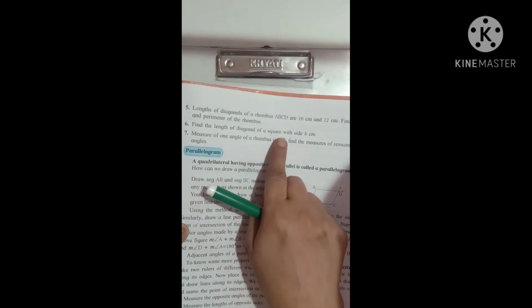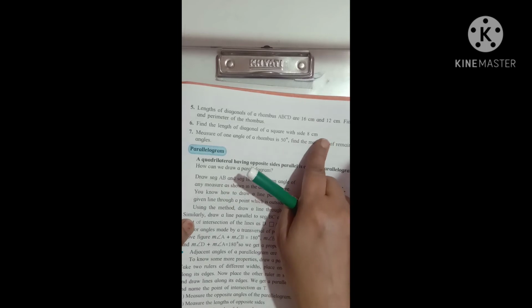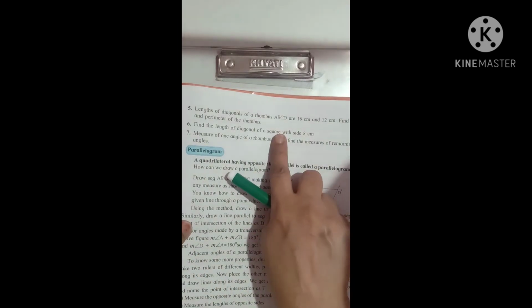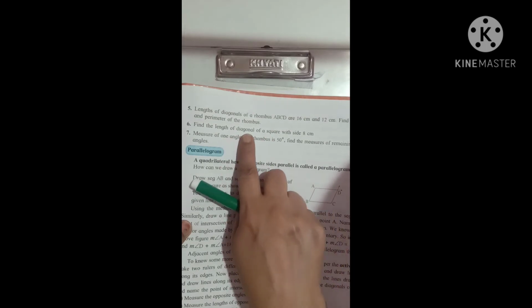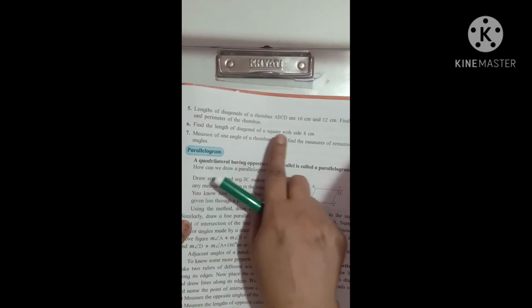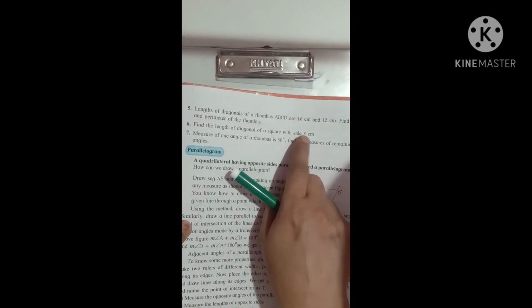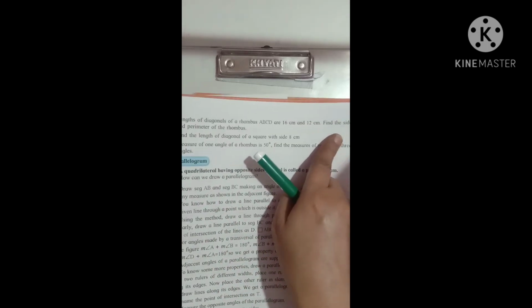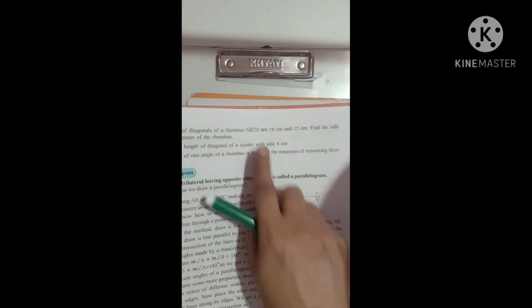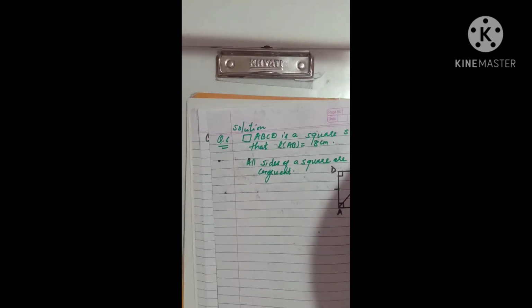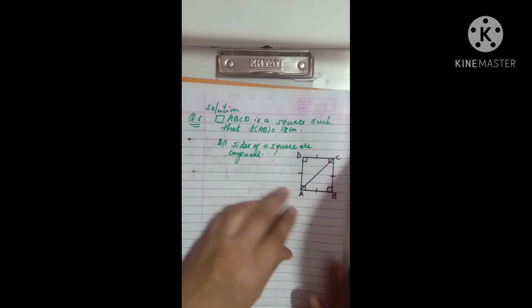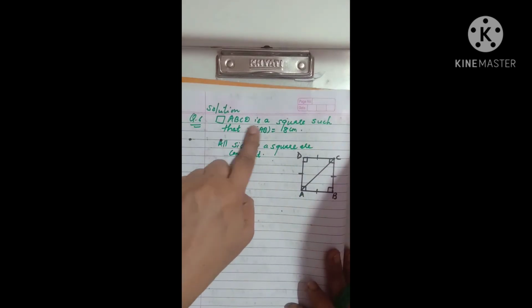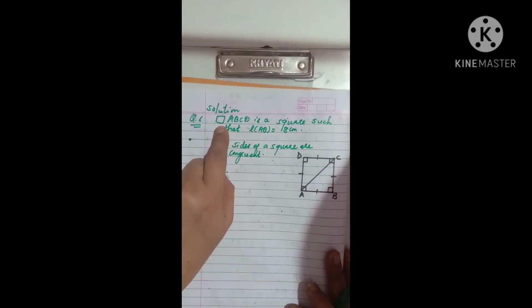Find the length of the diagonal of a square with side 8 centimeter. In the previous case, the diagonals were given, and we found the side and perimeter. In this question, the side is given and we are going to find the diagonal of the square.